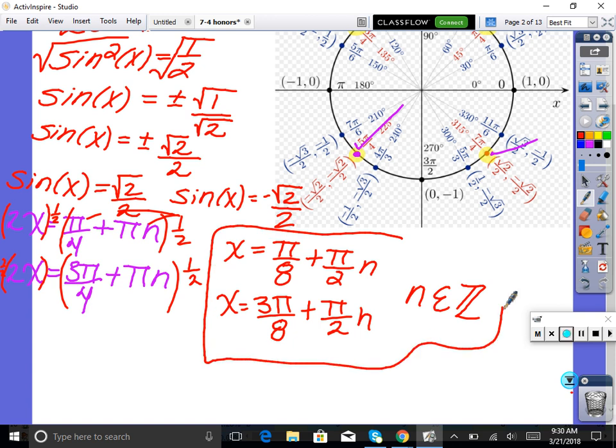Sweet stuff. What do you mean? What if you didn't do the what? The n belonging to the integers? Well, obviously you wouldn't have. You didn't learn it till today. So it's going to be fine. Yes.